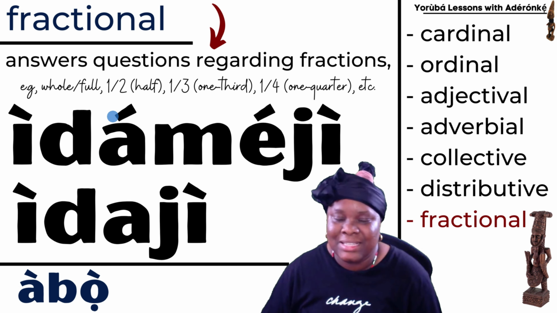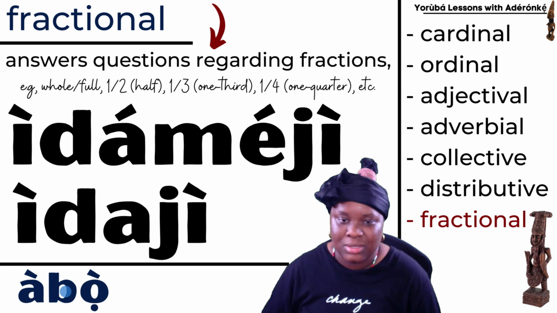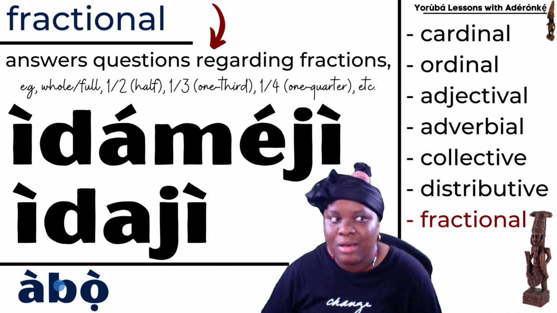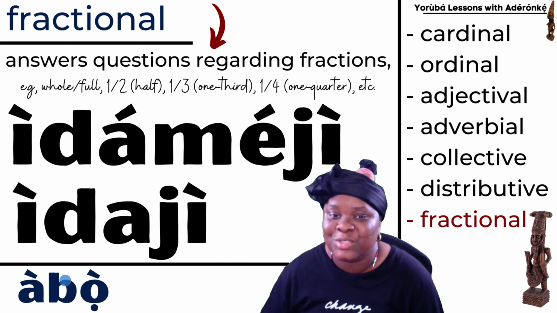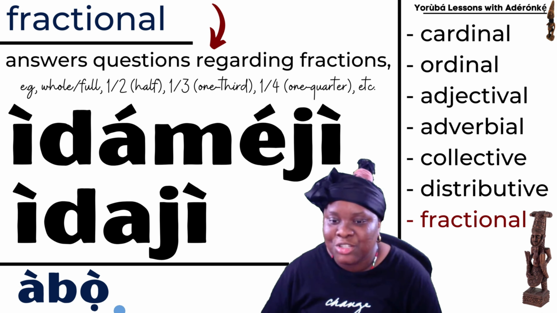Ìdá méjì, ìdá méjì, or ìdajì. Another word is abo, but that's not numerical. It's a way of expressing "of" as well, but it's not numerical. But I just thought I should note it.